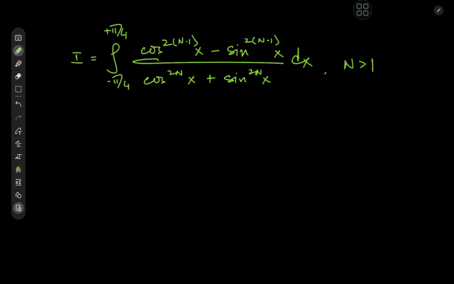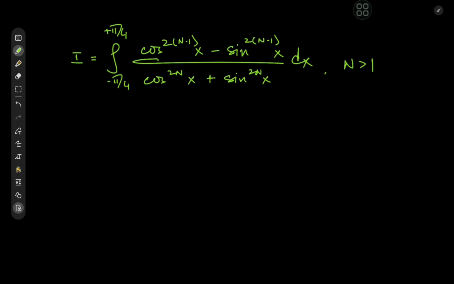We have the integral from negative pi by 4 to positive pi by 4 of cosine to the 2n minus 1 of x minus sine to the 2n minus 1 of x divided by cosine to the 2n of x plus sine to the 2n of x dx, where n here is a positive integer greater than 1. And it turns out this thing evaluates to a very nice, very surprising closed form.